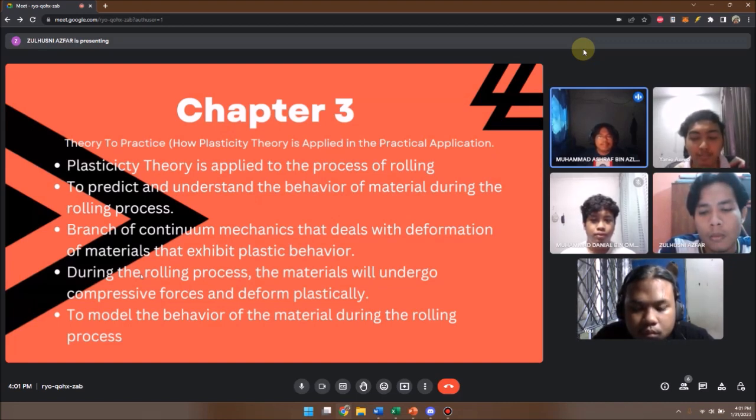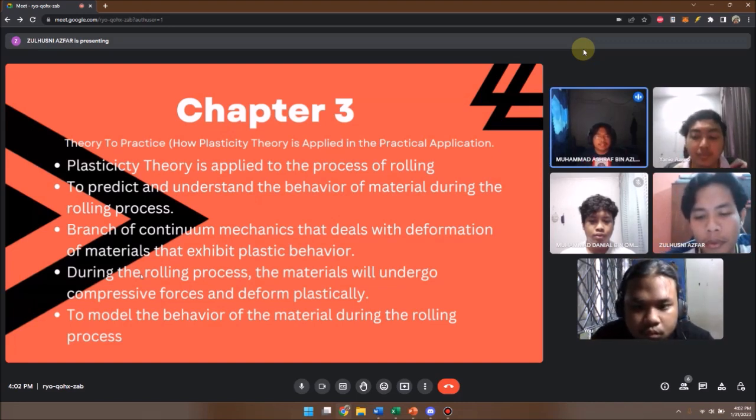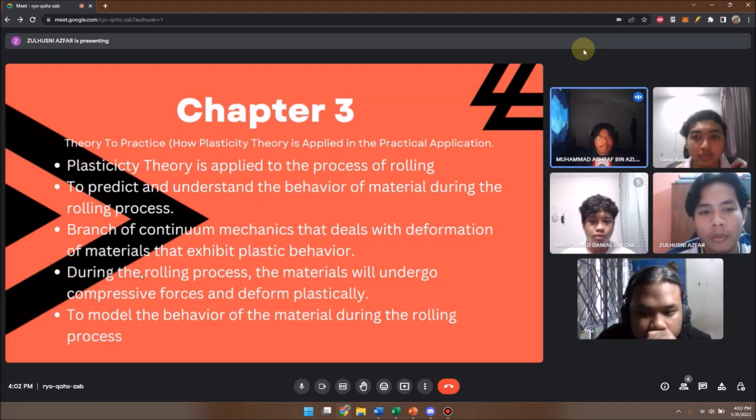The plasticity theory also can be used to model the behavior of the material during the rolling process, taking into account these various factors. For example, it can be used to predict the amount of reduction in the thickness that will occur, as well as the distribution of strain and stress in the material.